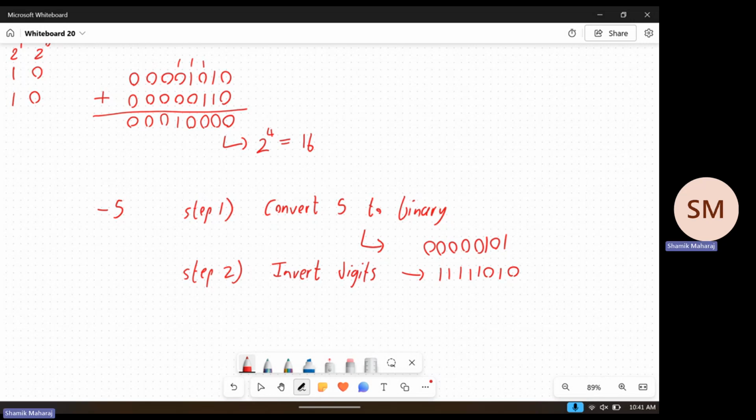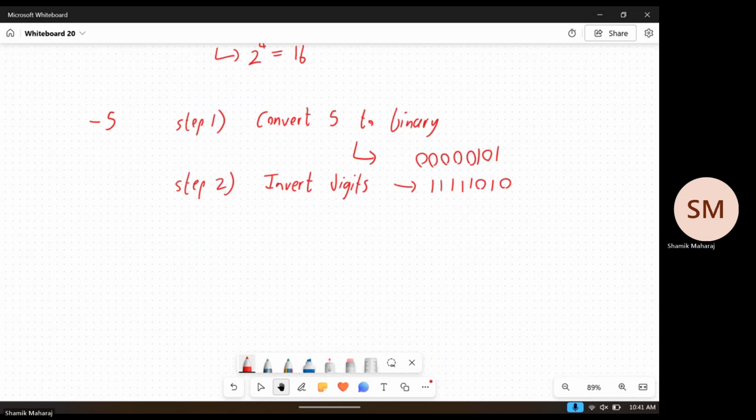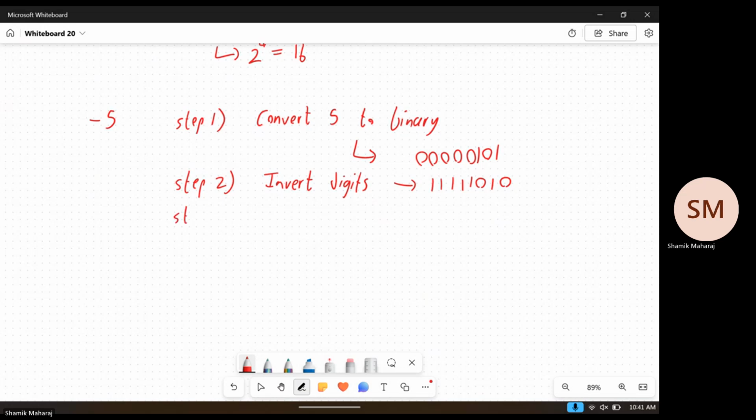So step two was to invert all the digits. Step three was to add 1 to this number. Add a binary 1 to this number. Okay, so I'll do that down here. That will be 1 1 1 1 1 0 1 0.